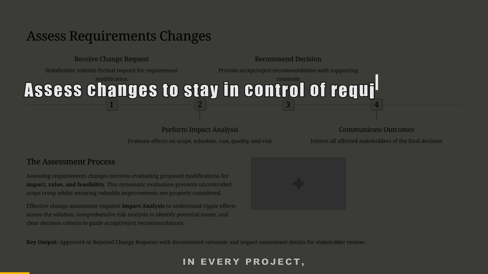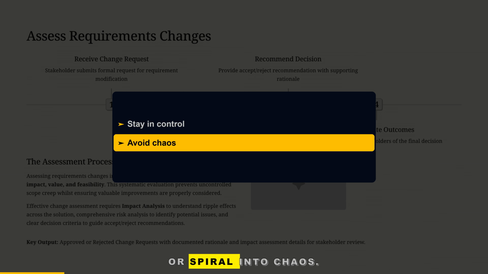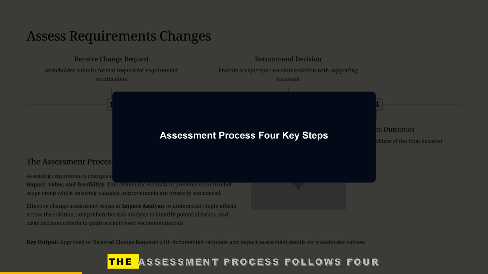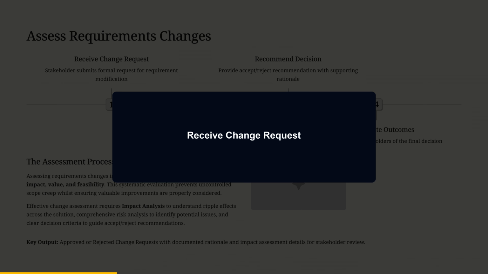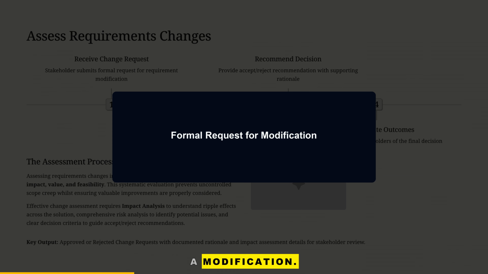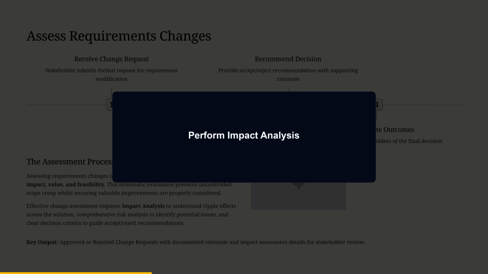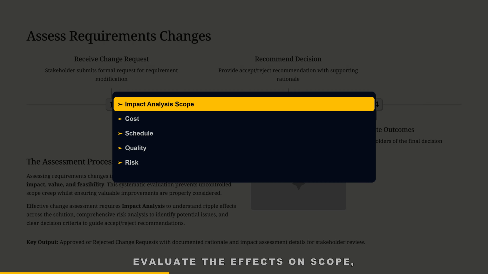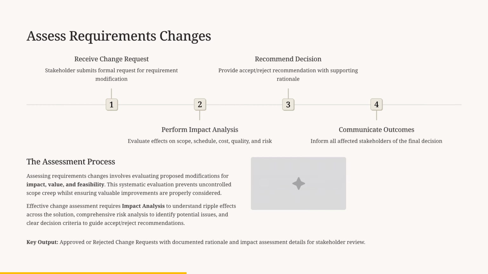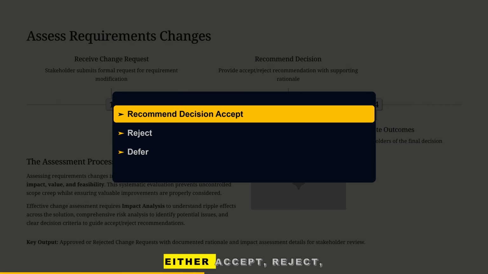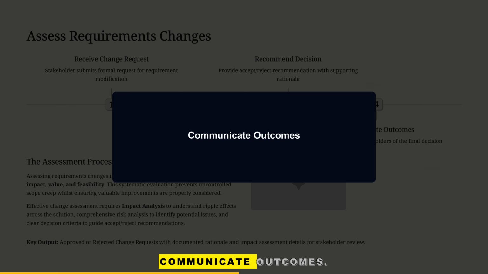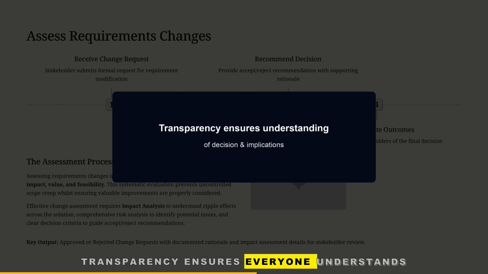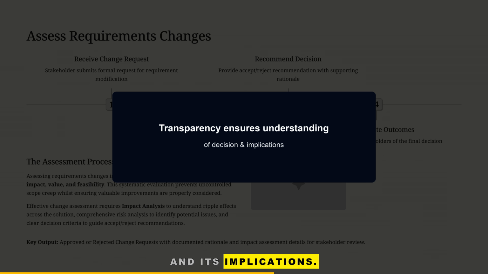In every project, change is inevitable, and how we assess it determines whether we stay in control or spiral into chaos. The assessment process follows 4 key steps. Receive the change request. Stakeholders formally propose a modification. Perform an impact analysis. Evaluate the effects on scope, cost, schedule, quality, and risk. Recommend a decision, either accept, reject, or defer the change with supporting rationale. Communicate outcomes. Transparency ensures everyone understands the decision and its implications.